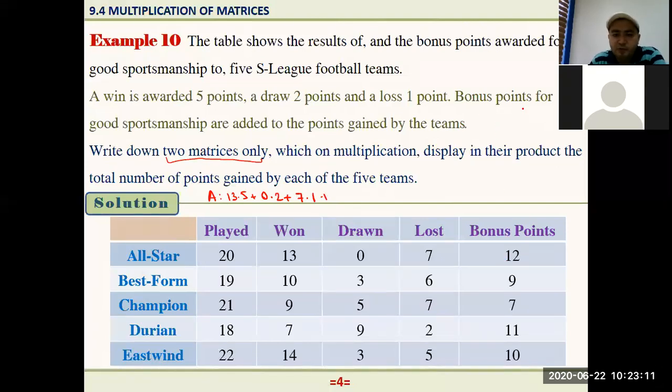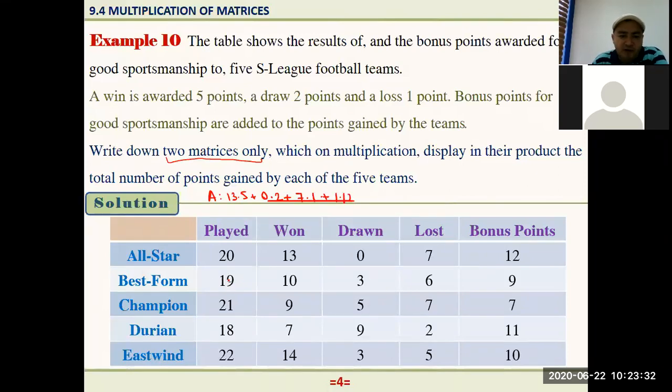It says that bonus points for good sportsmanship are added. It means how they actually performed during the match, and they also got some additional points for their performance. So here I can just write plus 12. And this 12, I should actually write as 1 times 12, right?